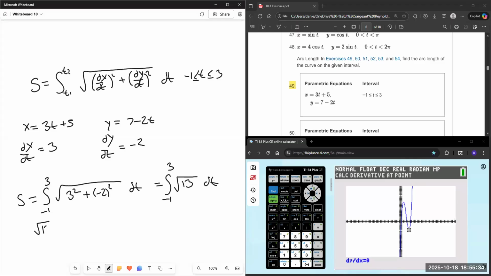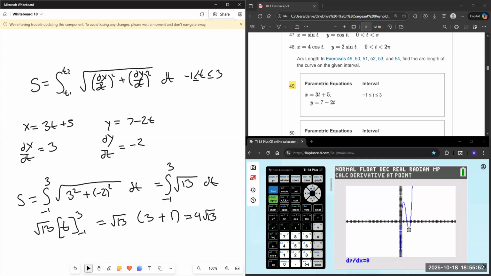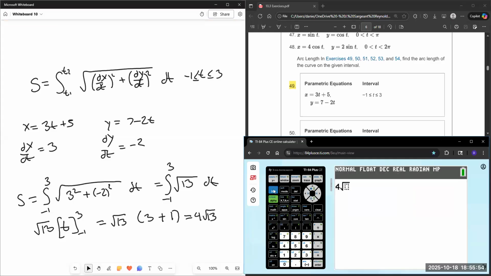So this is root 13, and then integral of dt is t, and t gets evaluated from -1 to 3 is root 13 times 3 plus 1 is 4 root 13. 4 root 13 is approximately 14.422.